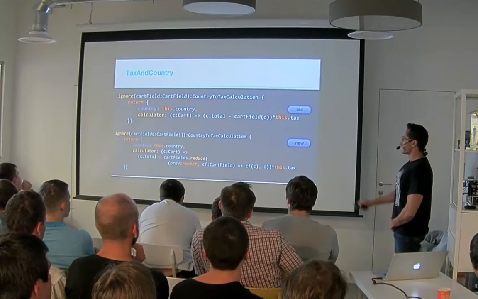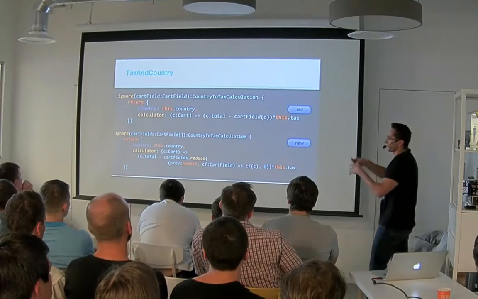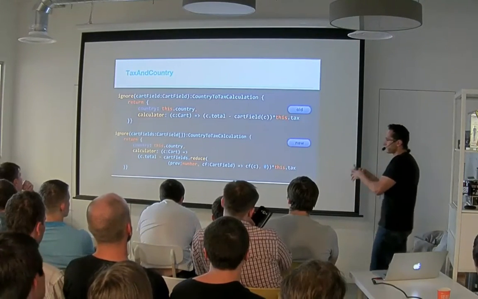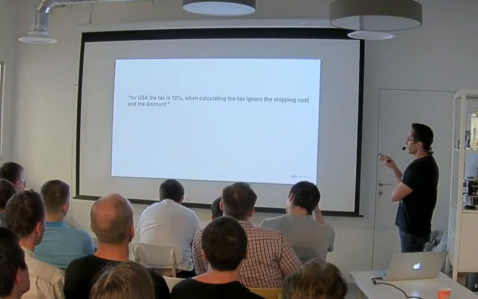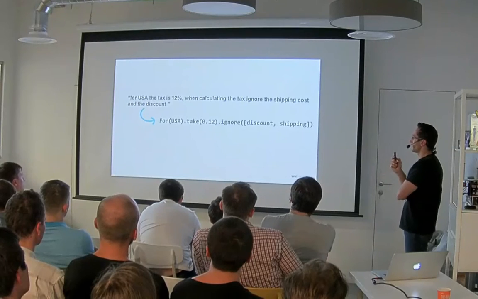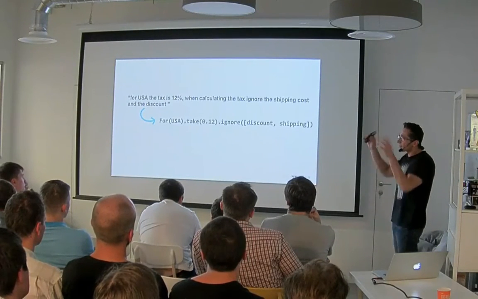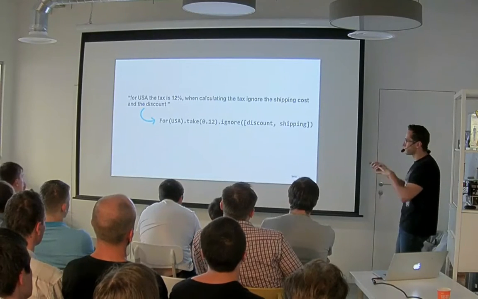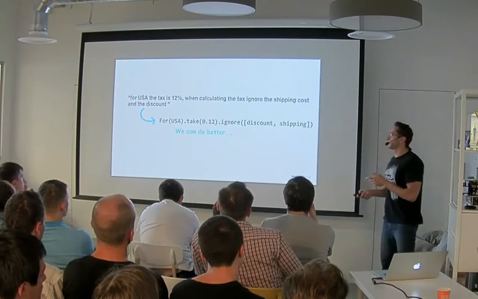Okay. So, but this is the idea. You change the parameter to a multiple one. You run it over it. You sum up the values and minus the total. So now we can see it's something like this. For USA, you say take 12%, ignore parentheses, discount, semicolon, shipping. It doesn't look that good. I think we can do a bit better than that.